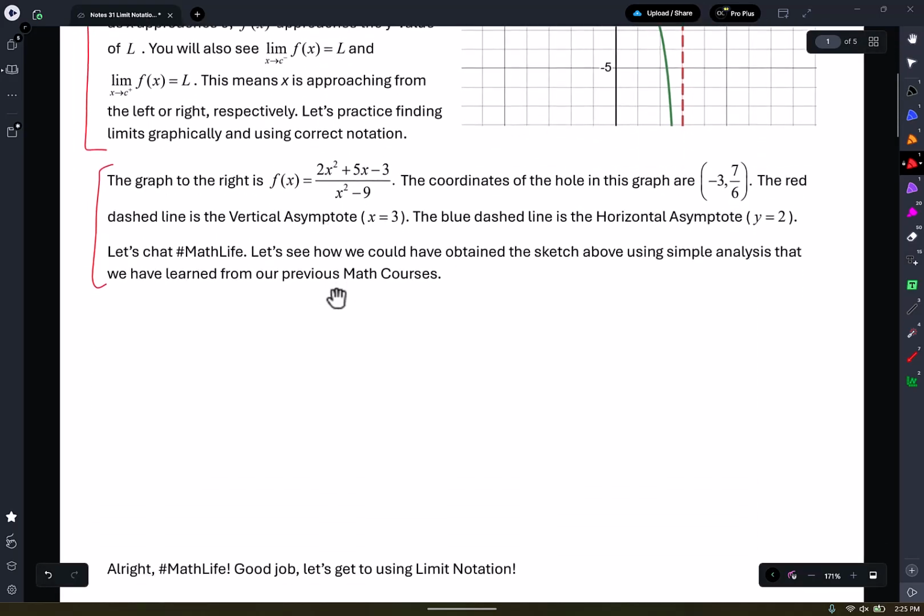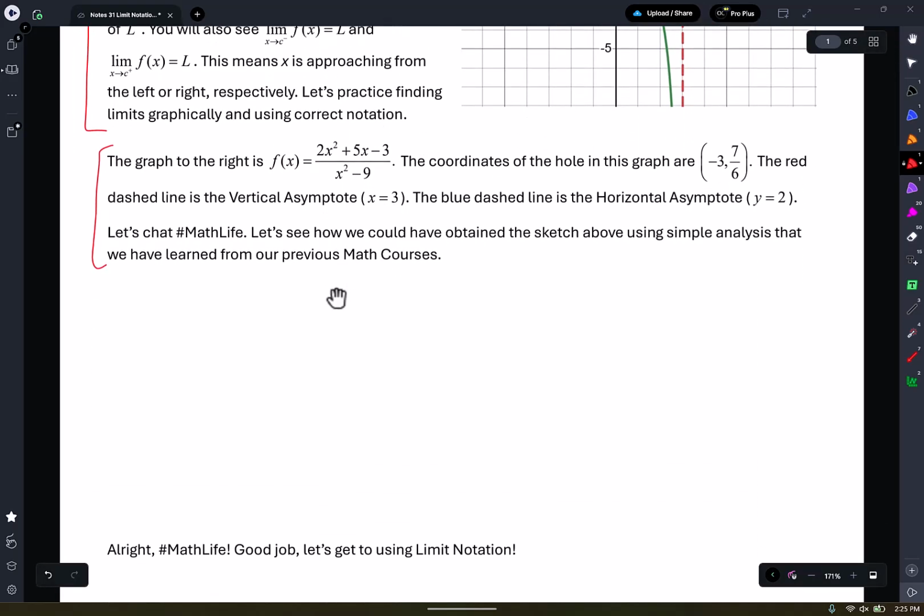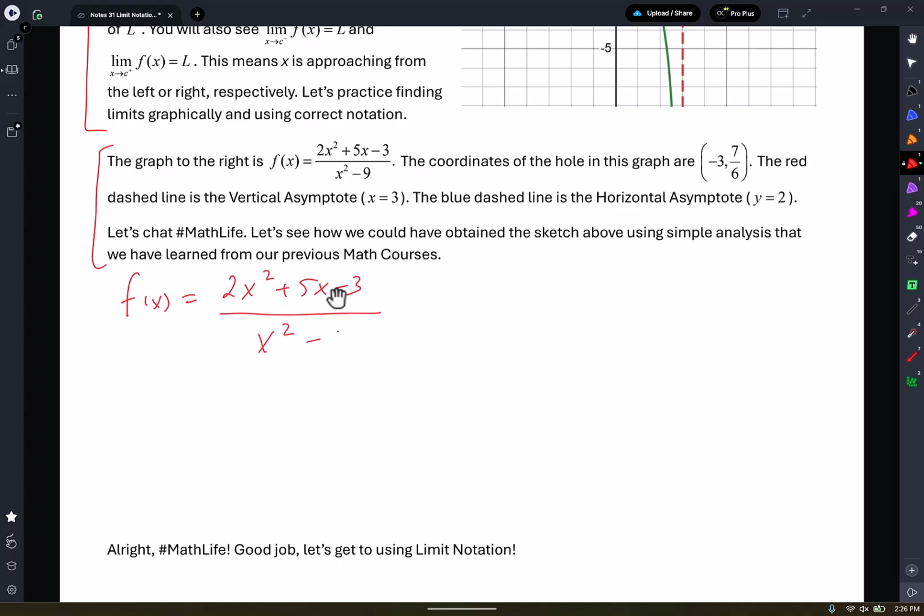All right. From your Algebra 2 days, let me write f of x equals 2x squared plus 5x minus 3 over x squared minus 9. Do you know how to factor the numerator? The denominator is easy to factor. It's the difference of squares, so there's going to be x plus 3, x minus 3 in the denominator.